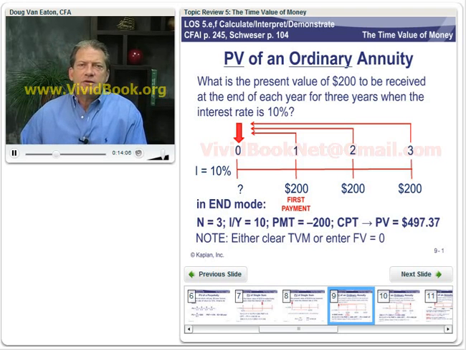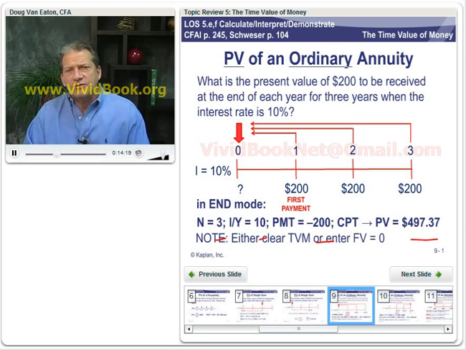So we tell it that there's 3 payments, that our discount rate is 10%. Our payments are $200. We'll put those in as negative, and then our present value will come back as positive. Had we put those payments in as positive, our present value would come back as negative.